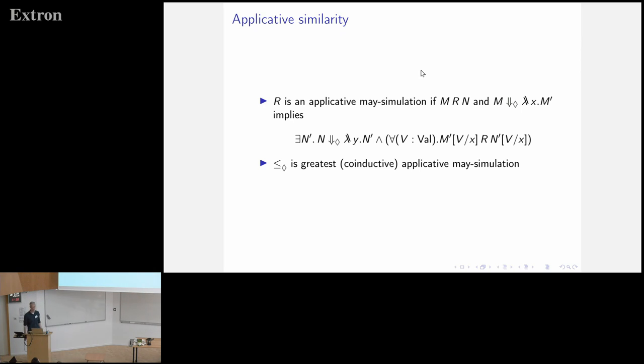As an example use of this monad, we showed that applicative may similarity, in this case, is a congruence. So I have a little time. So just to recall, an applicative may simulation is a relation between terms M and N, such that whenever M may converge, then also N may converge. And whenever you apply these things to the same value, you also get related things out. And so you can define may similarity as the greatest fixed point of this. And this, again, is a co-inductive type that we can encode using guarded recursion.